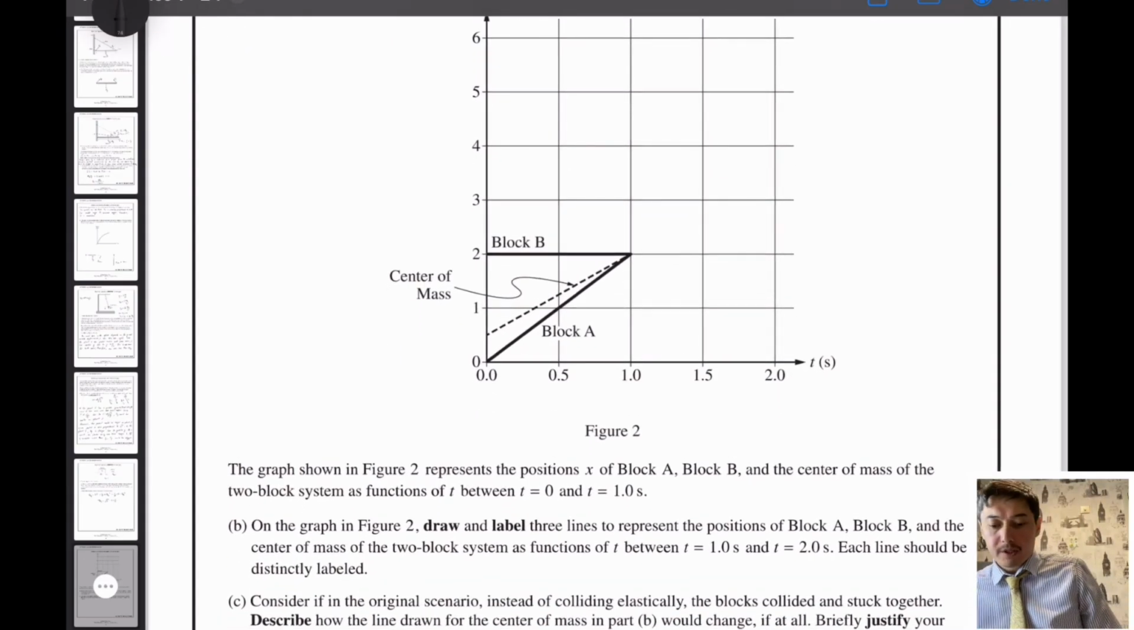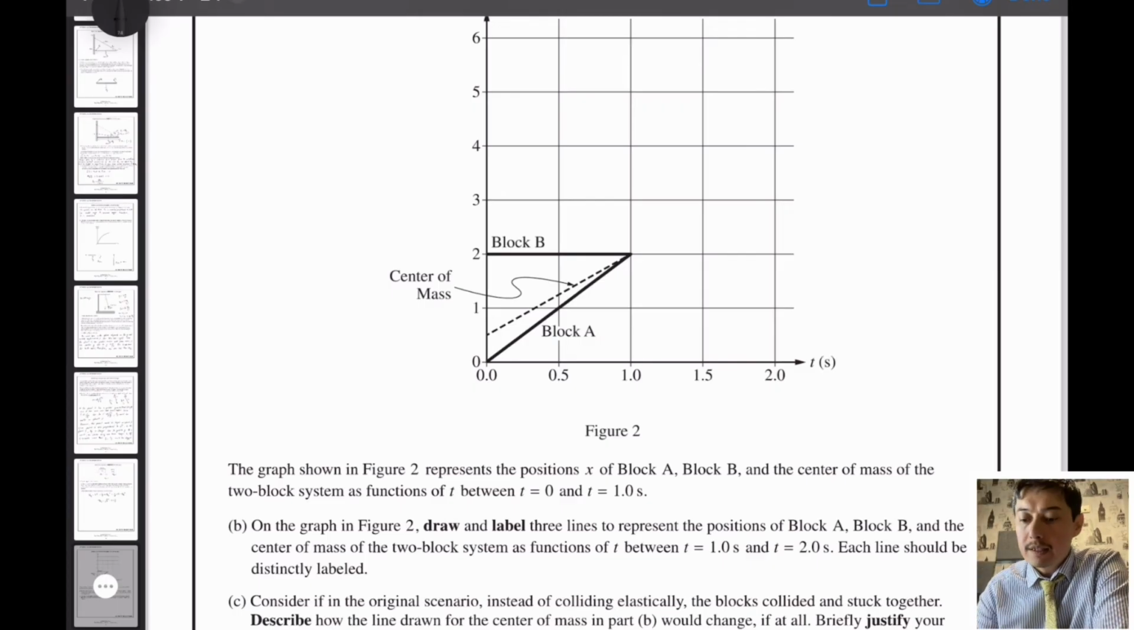The graph shown in figure 2 represents the position x of block A, block B, and the center of mass of the two-block system as functions of time between time equal to 0 and time equal to 1 second. On the graph in figure 2, draw and label 3 lines to represent the positions of block A, block B, and the center of mass of the two-block system as functions of time between 1 and 2 seconds. Each line should be distinctly labeled.